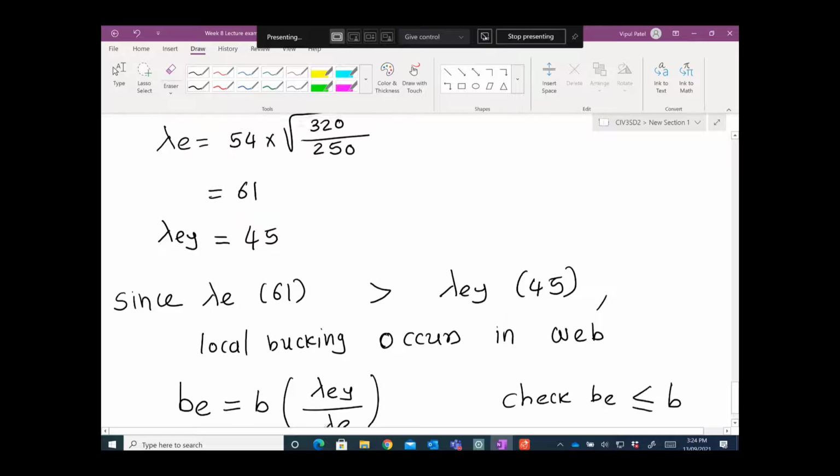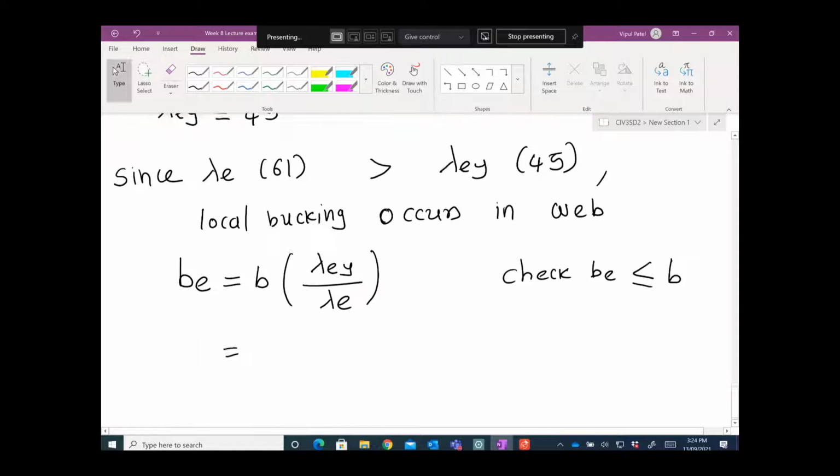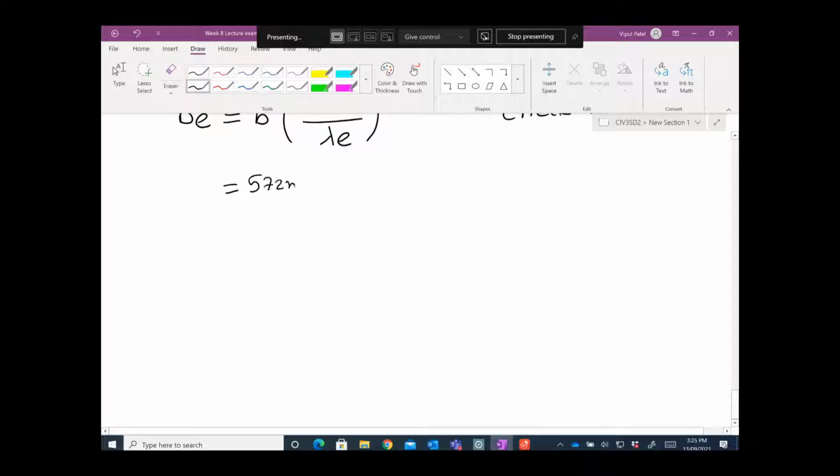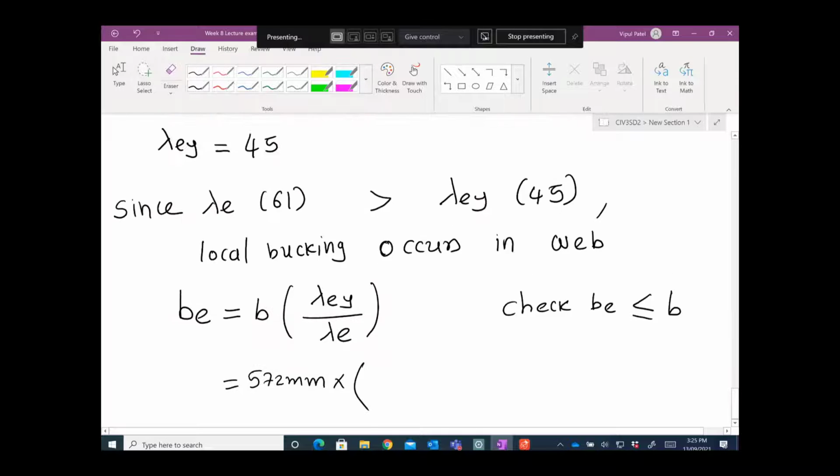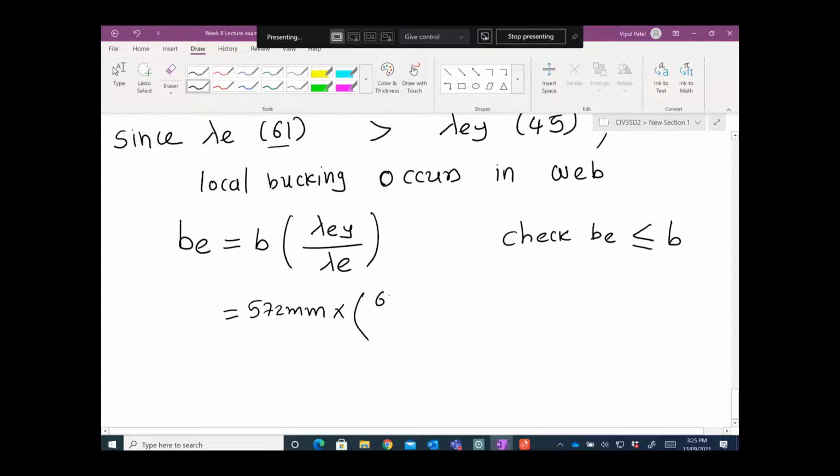B value given to us is 572 millimeters. So let's plug that in: 572 millimeters times lambda EY, which is 61, over lambda E, which is 45. So 572 times 45 divided by 61, you get 422 millimeters, which is less than or equal to B. B is 572 millimeters. So therefore it is okay.